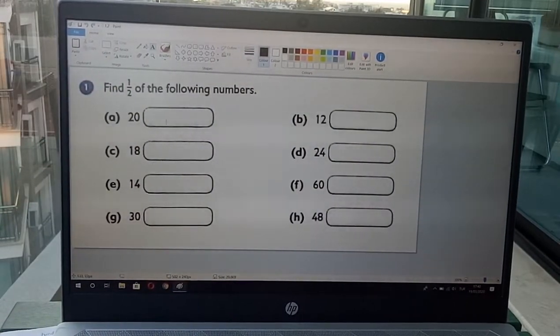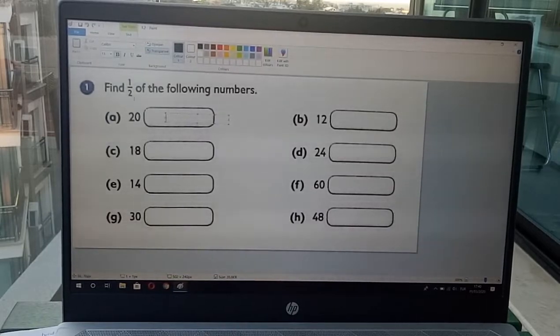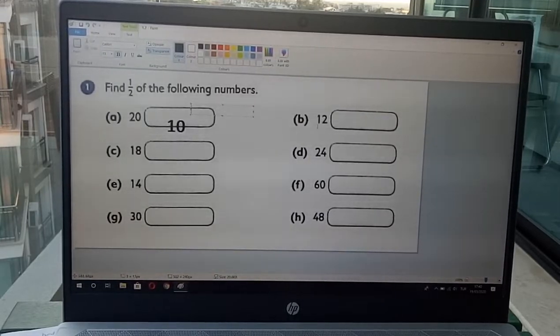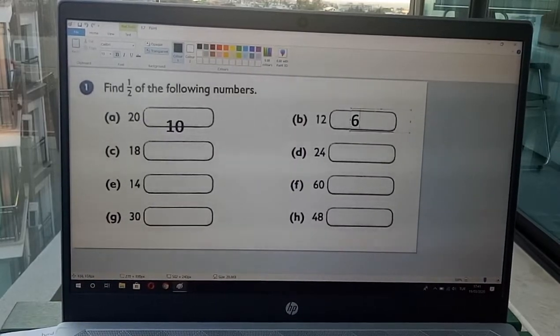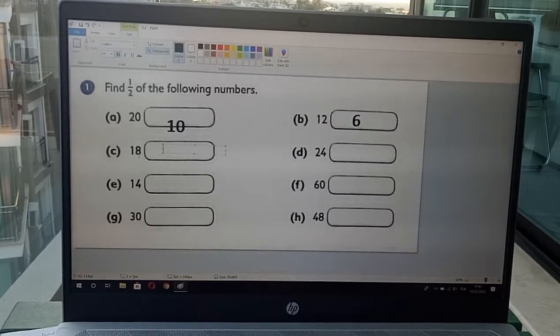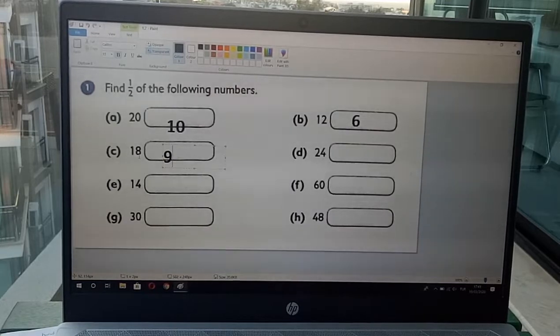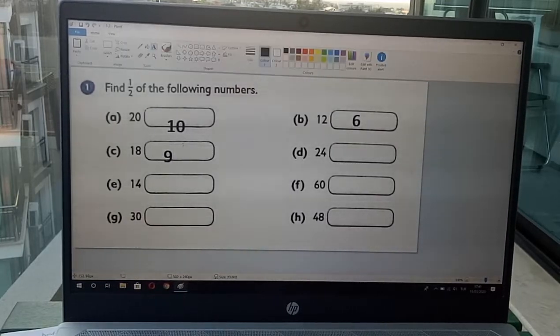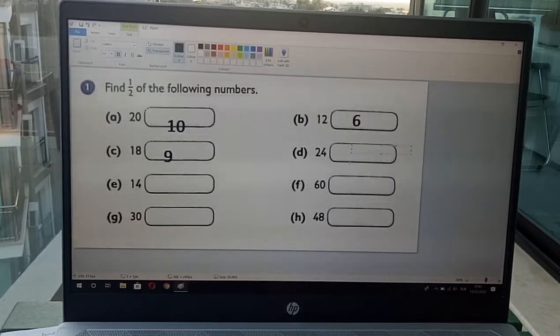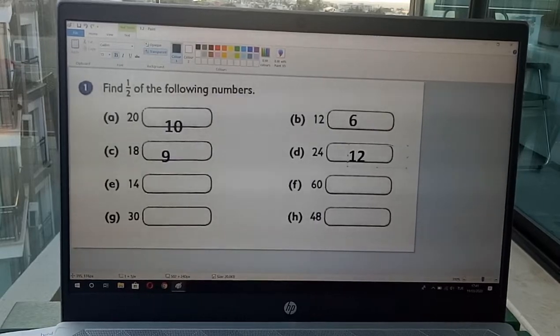So the first number, letter A, we have 20. We're going to divide 20 by 2. The answer is 10. Letter B, 12 divided by 2. You should have an answer of 6. Letter C, 18 divided by 2. You should have an answer of 9. Now letter D, 24 divided by 2, you should have an answer of 12.